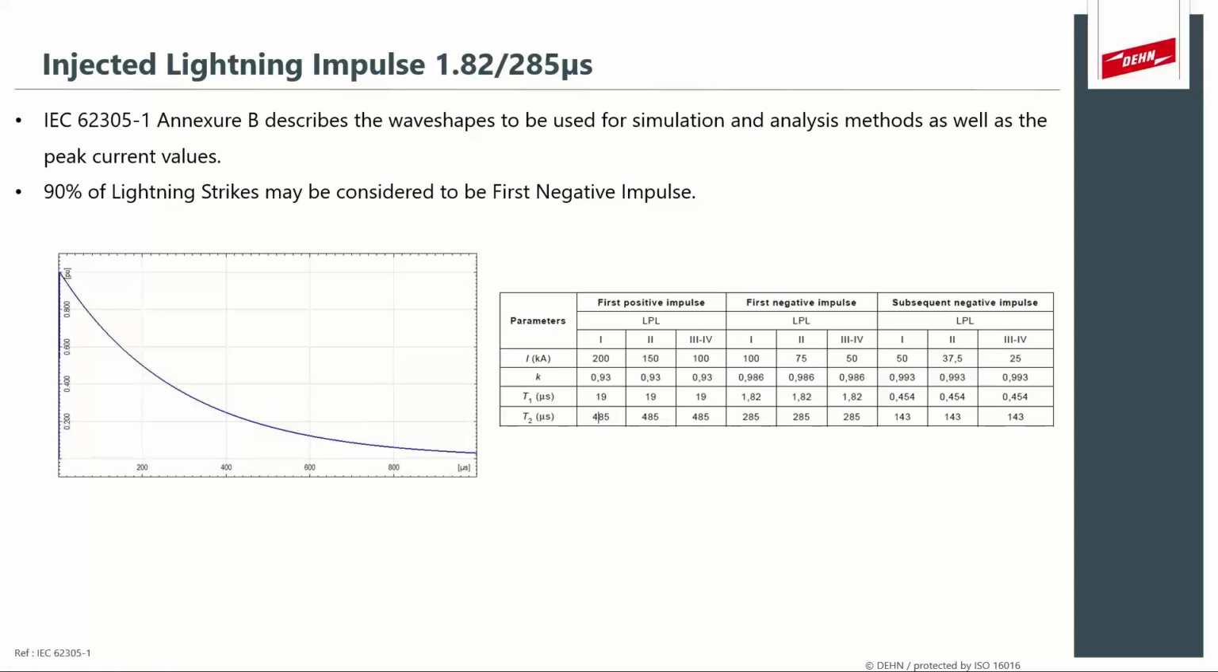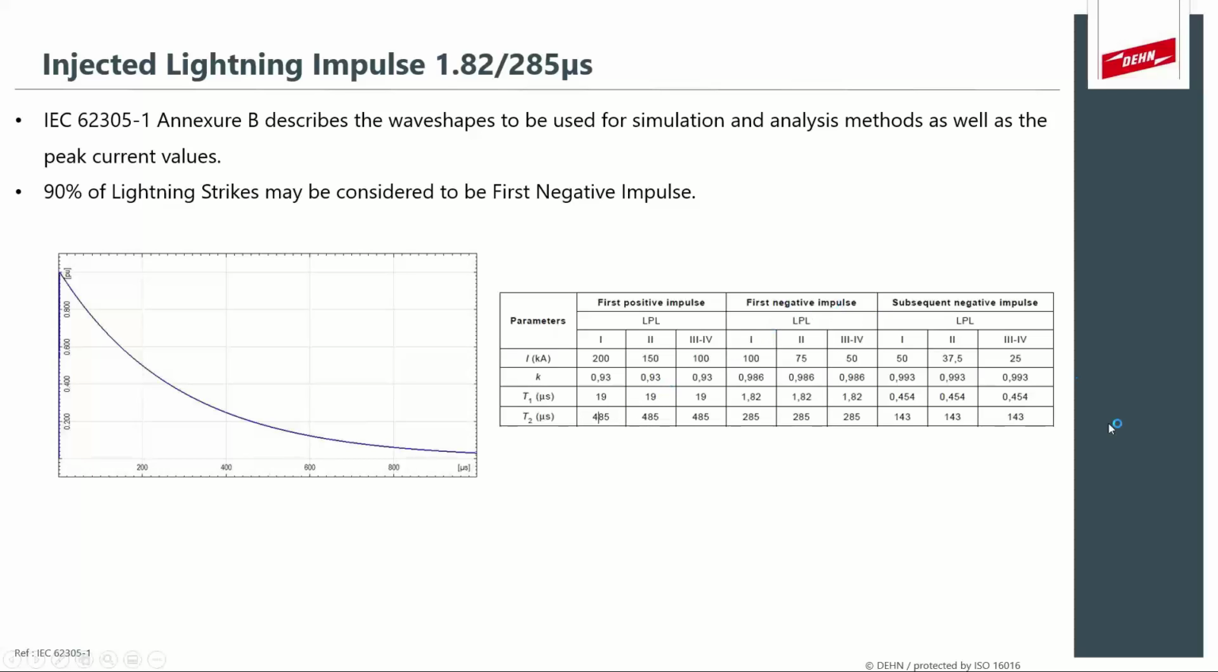And in Annexure B of Part 1 of the standard, they then give you the wave shapes you should use when doing simulations. Now, you can see that for simulations, we don't see any 10 by 350 microsecond or 8 by 20 microsecond wave shapes like we discussed. Those are test wave shapes, because we use adjustment factors and so on when doing the simulation. So we would have had a 10 by 350 microsecond wave shape. In this case, for first positive, it would be 19 by 485 microsecond.